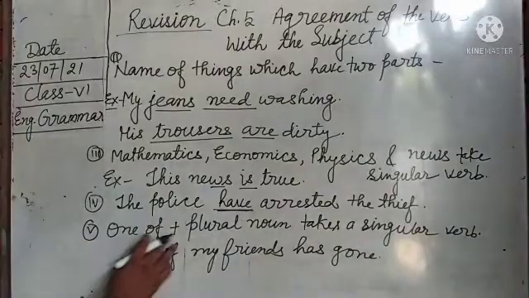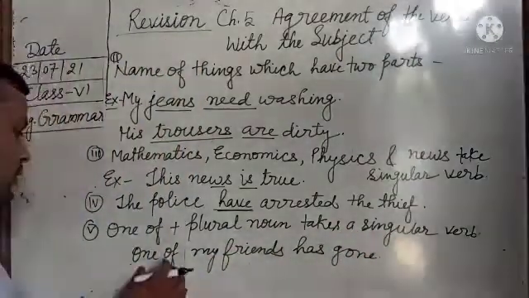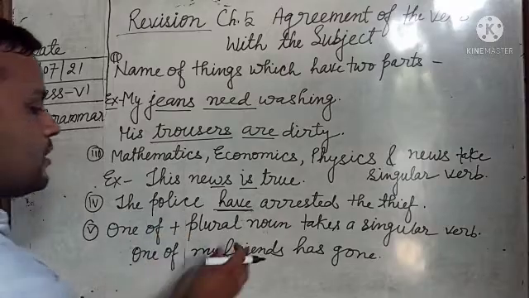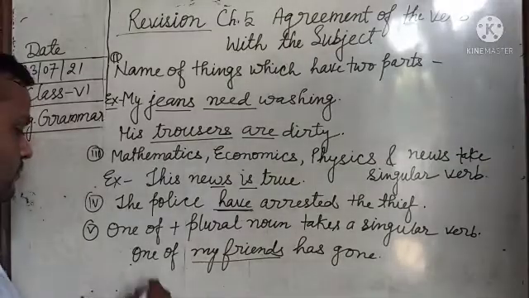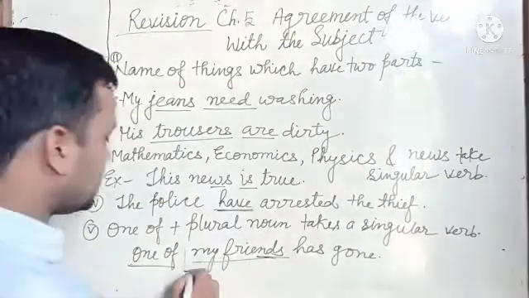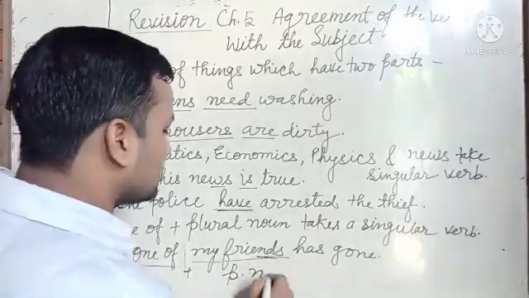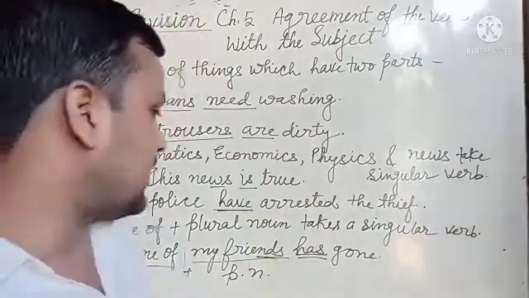Students, one of plus plural noun takes a singular verb. If the word one of is given and after one of there is a plural noun, then it takes a singular verb. For example, one of my friends has gone.